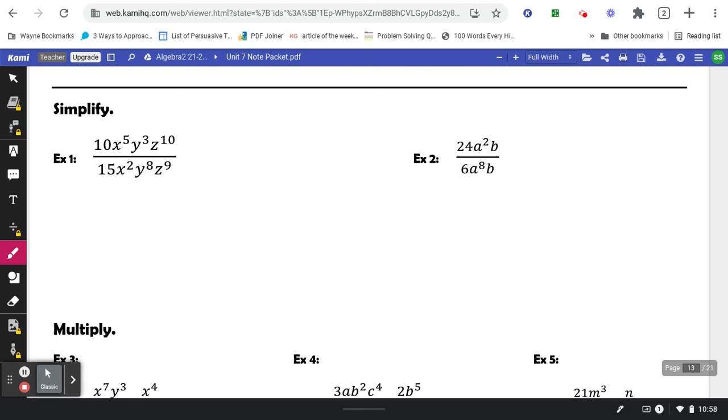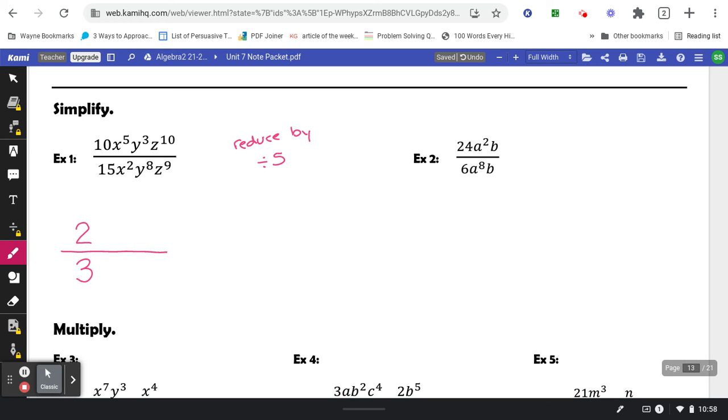So example number 1, we're going to take the numbers, the 10 and the 15, and we're going to see what we can reduce by. If I think about 10 and 15, I know both of those can be divided by 5. So I'm going to reduce each of those by dividing by 5. 10 divided by 5, 2. 15 divided by 5, 3.